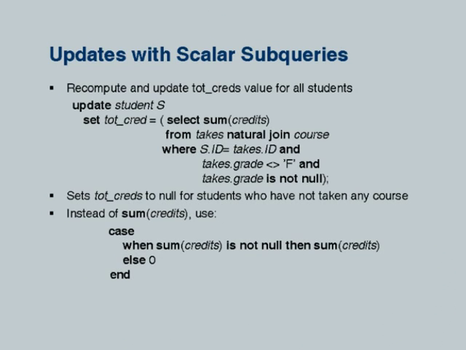And finally, here are a few updates which would be basically impossible unless we used scalar subqueries. So, here is this query. If you recall the schema, every student had an attribute called total credits, or tot_cred, which is the total number of credits which they have completed successfully, meaning they passed the course. Now, if you see the sample tables which we have provided in the book, you will realize, as many students did, that the total credits don't match.